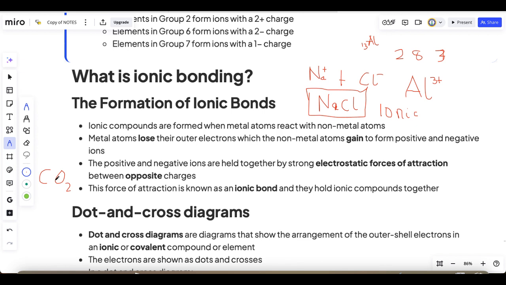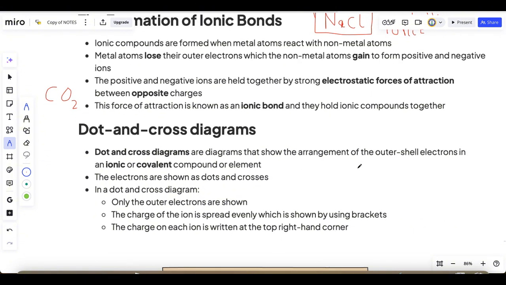Now the positive and the negative ions are held together by a strong force. They are held together by a strong electrostatic force of attraction between the opposite charges, between the positive and the negative. That strong force of attraction between positive and negative ions that exists between metals and non-metals is called ionic bonding.